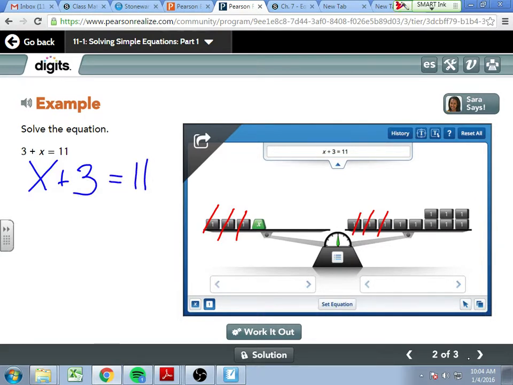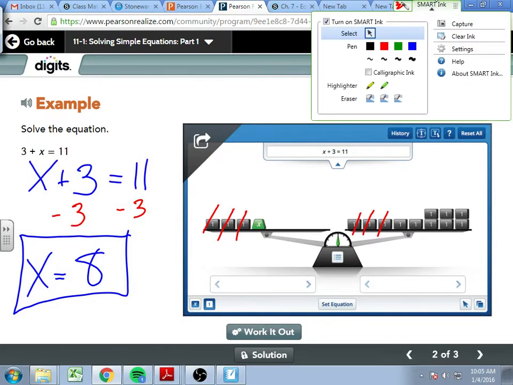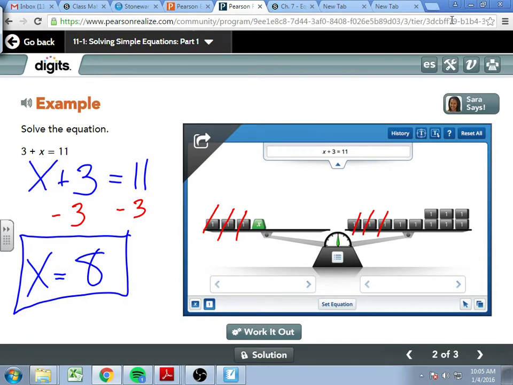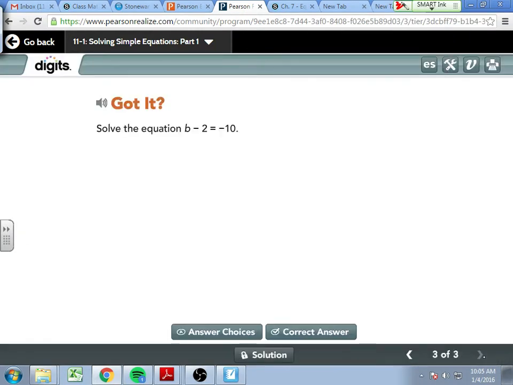I would then show that the math I did on both sides was minus 3. Thank you, Zach. And we know that 11 minus 3 gave us the x value of 8. Try the got it on your own. Sorry, it doesn't say got it. I don't know where it disappeared to on my notes, but it's just the next thing on the notes. Sure, you can write got it beside it if you want.